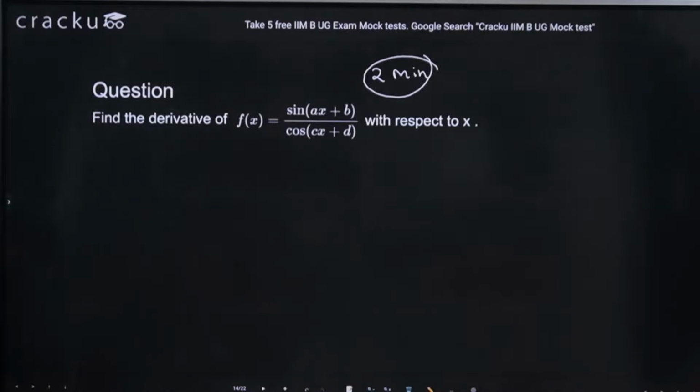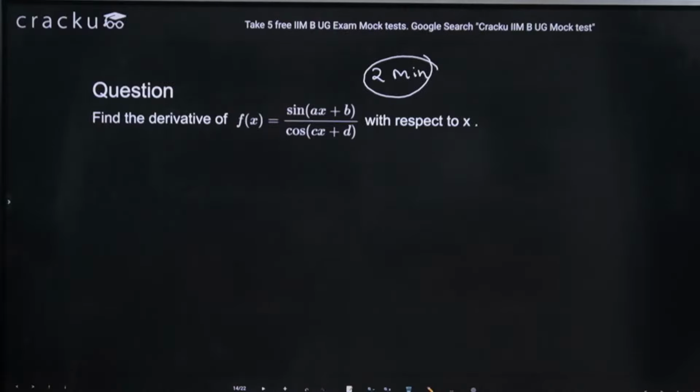When I do this, in this particular case, f dash of x should be equal to what? V is cos of cx plus d. So I would write this cos of cx plus d into u dash. What is u? U is sine of ax plus b. So sine of ax plus b differentiation would be cos of ax plus b, but again, as we discussed on the chain rule, sine of ax plus b differentiation would be cos of ax plus b into the differentiation of the inside part, the differentiation of ax plus b, which is nothing but a.